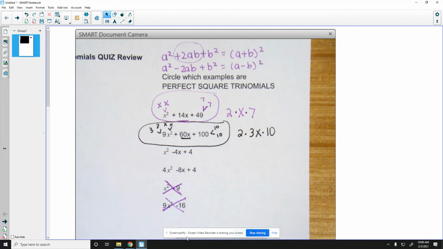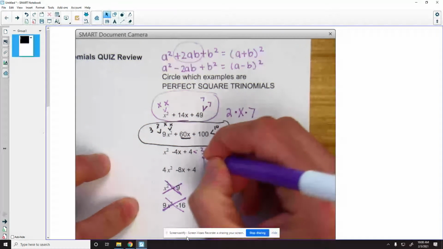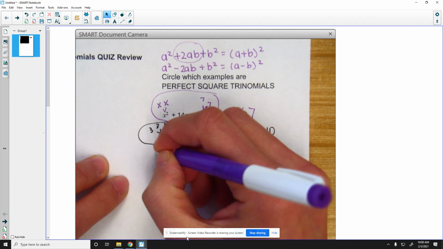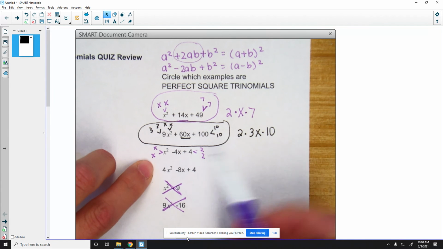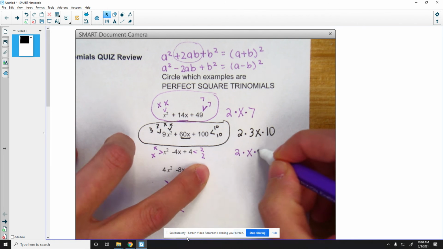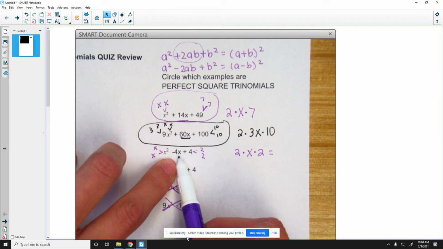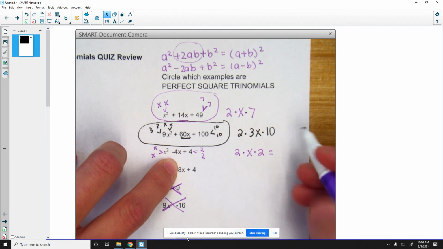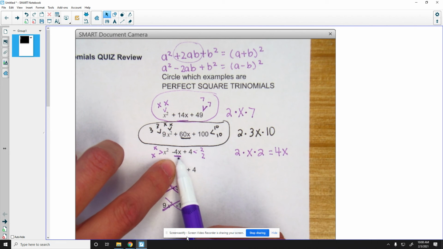Okay, so now let's try the next one then. 4 is 2 times 2. x is x times x. So I have 2 times a, which is x, times b, which is 2. Does that equal 4x? Yes, right? 2 times 2 is 4, and then I have an x. Some of you might be like, it's not 4x, it's negative 4x, right? So that's why, no, it's not.